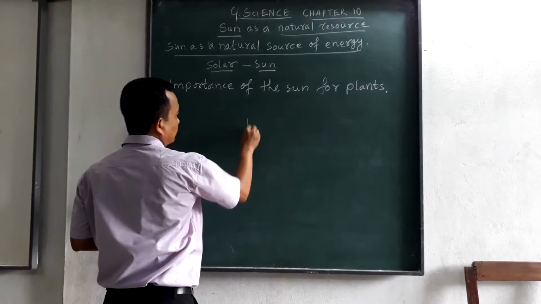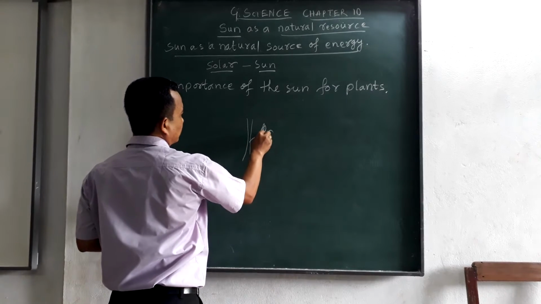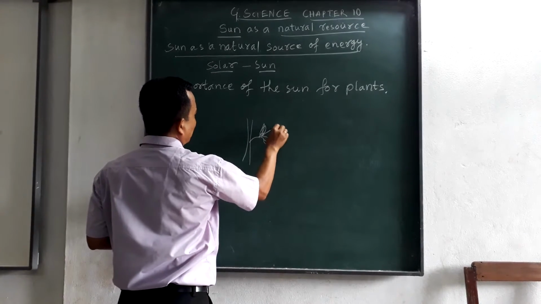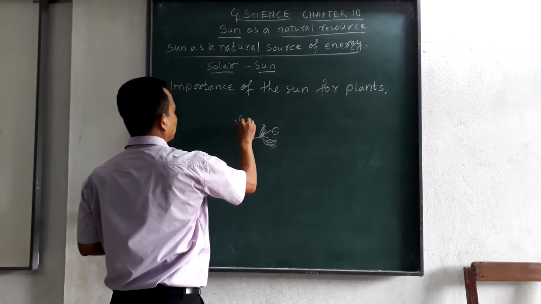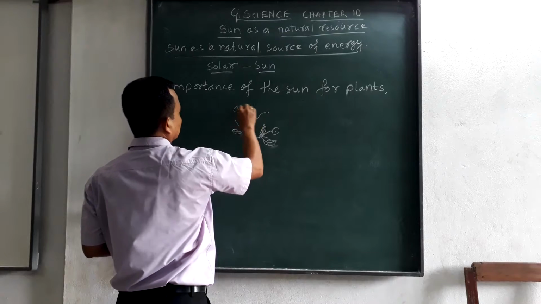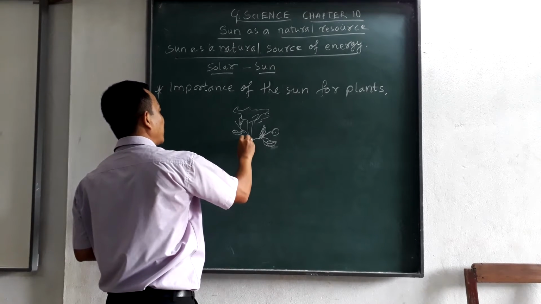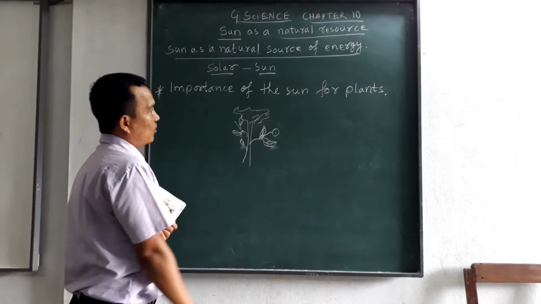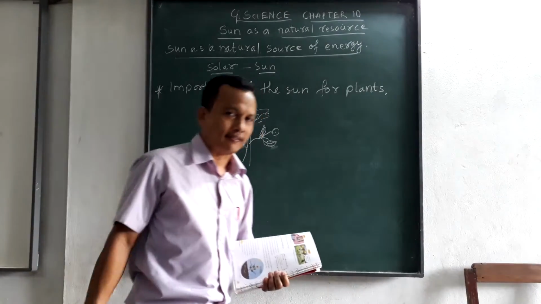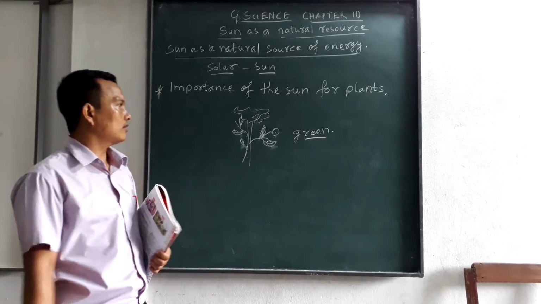Let me just draw one small plant. Let us say this is a small plant, a flower, whatever it may be. My drawing is not good, but you have to cooperate. Alright. In and around our surroundings, there are a lot of different species of plants, but most of them look green. Most of the plant leaves are green.